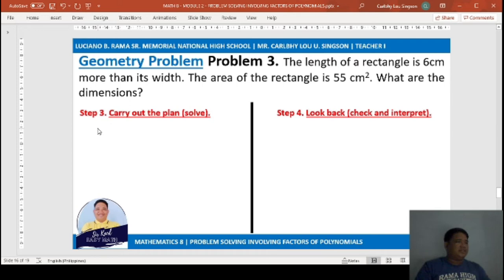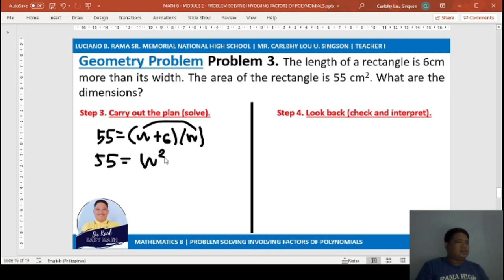So step 3, carry out the plan and solve. Again, let me rewrite that one. 55 is equal to W plus 6 times W. So let us now solve it. 55 is equal to W times W, that is W squared.